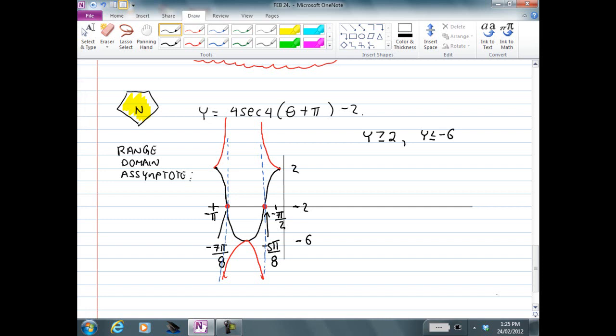Some people like to do R reals. I'm going to do this fancy R. In university, they use this fancy R. And they're going to say x cannot equal your asymptote. Well, I know my asymptote is negative 7 pi by 8. I know my asymptote is also negative 5 pi by 8. But really, there's a formula for this.